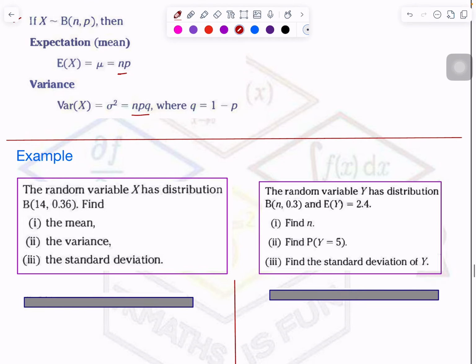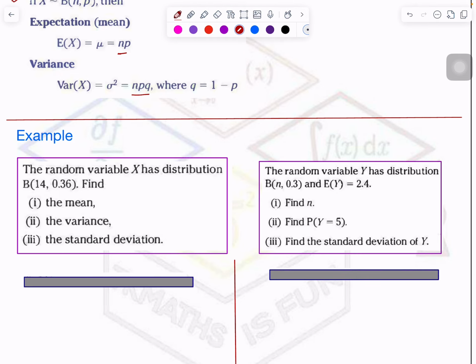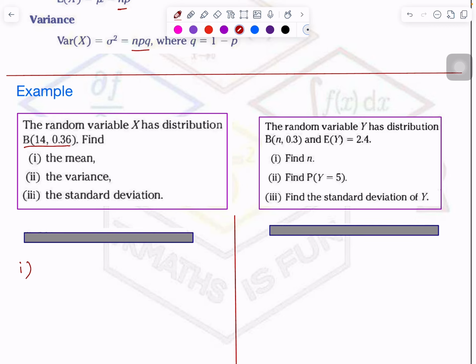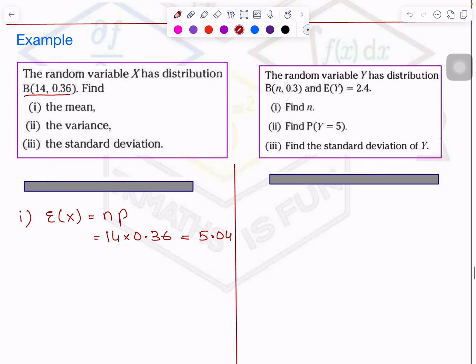So let's see its application here. The random variable X has this distribution. It is given to you. Proportion of success is 0.36 and 14 is the number of trials. When you have to calculate mean, what will you do? Simply n multiplied by p, which is 14 multiplied by 0.36. Please keep the calculator in your hand. 14 times 0.36. It is 5.04.